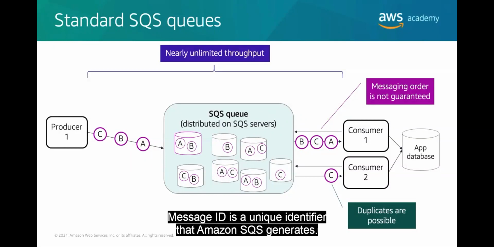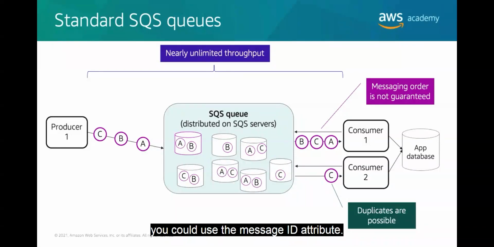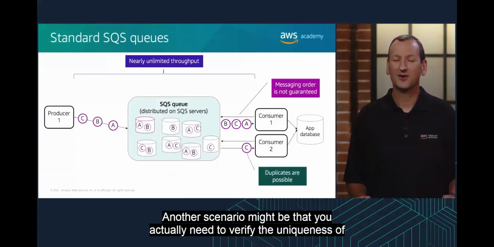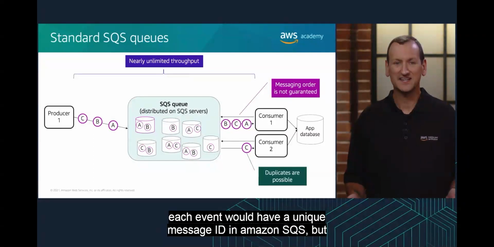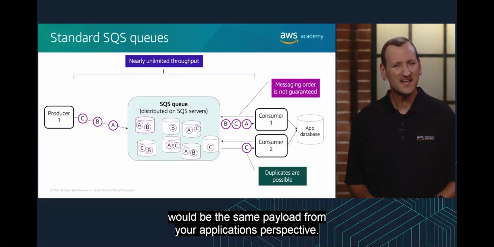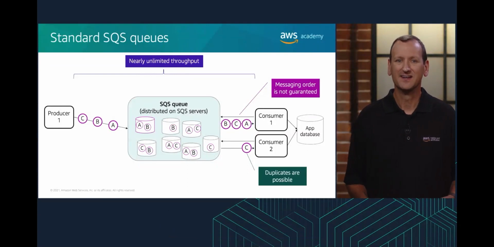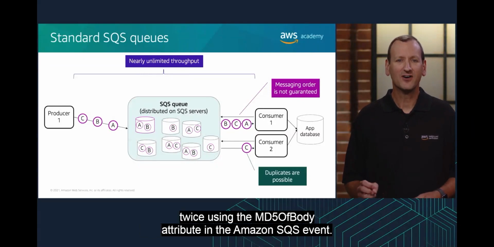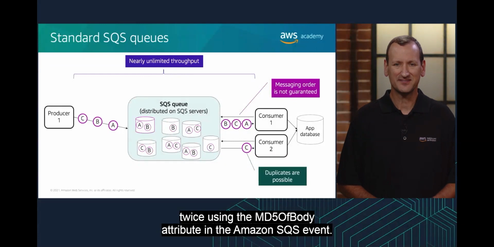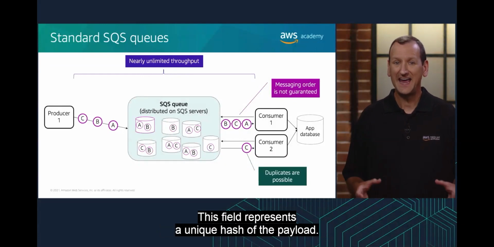Message ID is a unique identifier that Amazon SQS generates. If you want to verify the uniqueness of the record on the SQS queue, you could use the message ID attribute. Another scenario might be that you actually need to verify the uniqueness of the payload. For example, if an upstream producer sent the same record to Amazon SQS twice, each event would have a unique message ID in Amazon SQS, but would be the same payload from your application's perspective. You can avoid processing the same payload twice using the MD5 of body attribute in the Amazon SQS event. This field represents a unique hash of the payload.